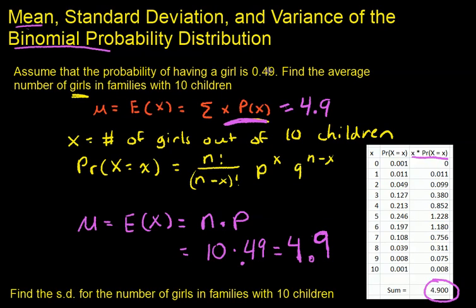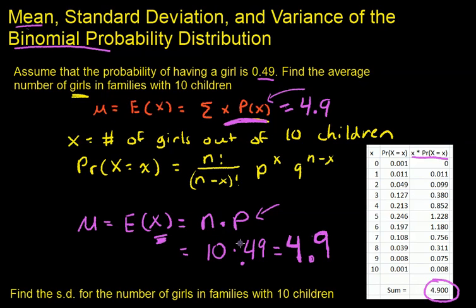This equation makes a lot of intuitive sense. The probability of having a girl is 0.49, so on average you would expect 4.9 out of 10 children to be girls. If the probability of having a girl was 0.5, you would expect on average that a family with 10 children would have 5 girls, which makes sense. This equation is really intuitive, and it only works if x is binomially distributed. Otherwise, you have to use the earlier equation. But when x is binomially distributed, you can just use the shortcut n times p.